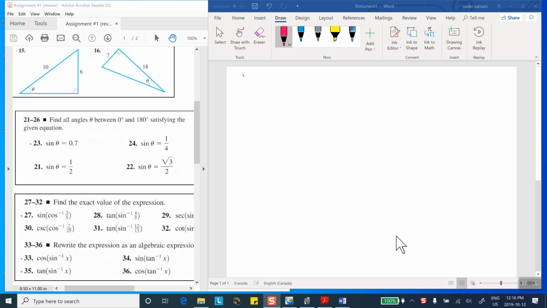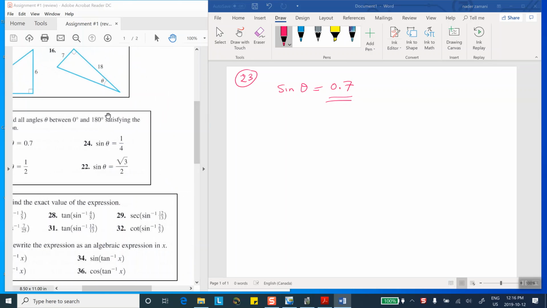Okay, this is the second video segment for homework 10. Let me start with problem 23, and it goes like this. Sine of theta equal to 0.7. Now, first of all, I don't recognize this. It's not 1/2, it's not a 1, it's not a 0, root 3 over 2, etc. Therefore, I have to use my calculator. In fact, it says right, use a calculator.